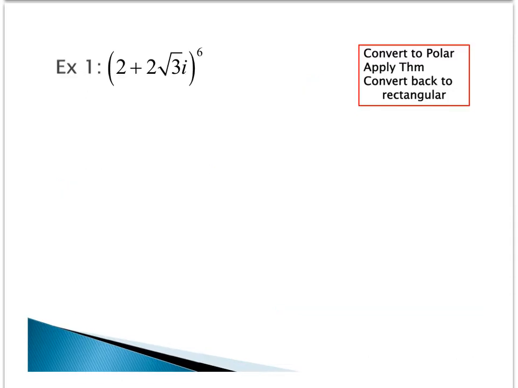In example 1, we need to first take this rectangular complex number and convert it into polar form. This is what we learned to do the previous day. Pause the video and see if you can correctly convert your answer into polar form, apply DeMoivre's theorem, and then convert your answer back into rectangular.